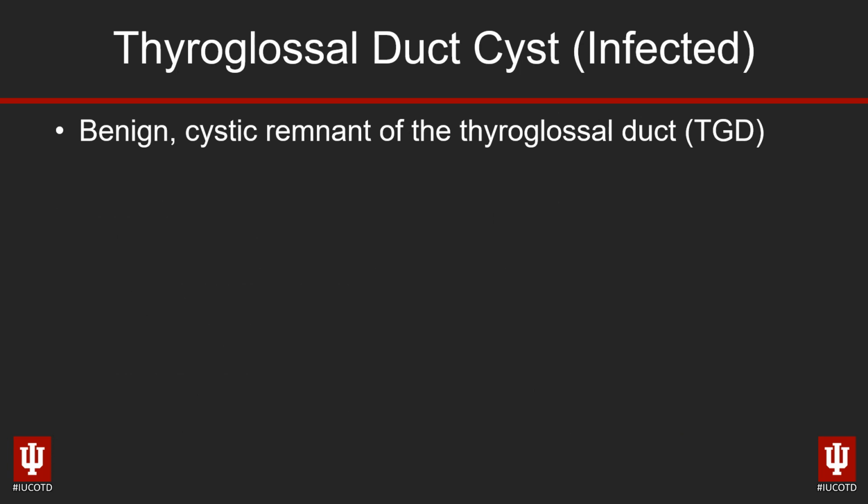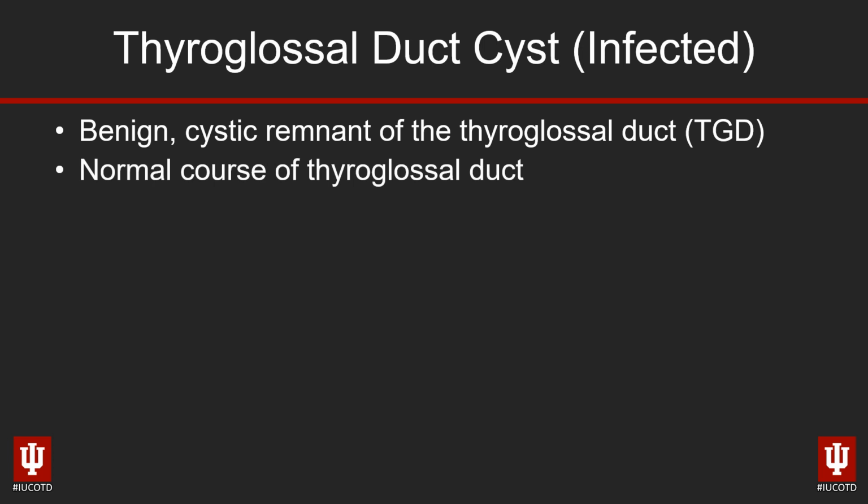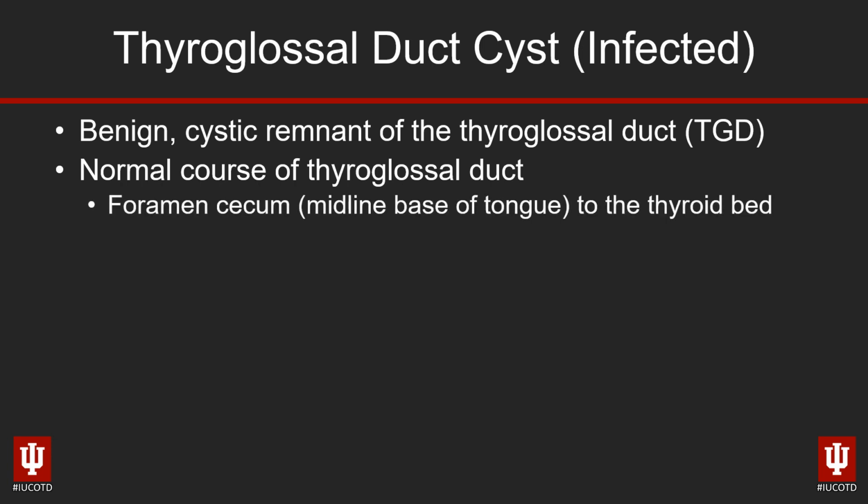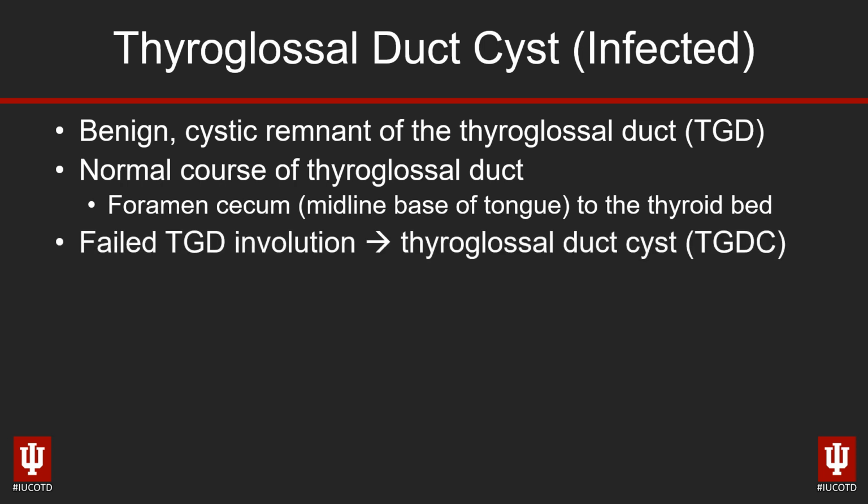Well, this is a thyroglossal duct cyst, and in this case, it's an infected thyroglossal duct cyst. Thyroglossal duct cysts are benign cystic remnants of the thyroglossal duct, and it's important for you to know what the normal course of this developmental thyroglossal duct is. And it extends from the foramen cecum, which is found at the midline base of tongue, all the way down to the thyroid bed. So whenever this embryologic feature fails to involute or involutes incompletely, we're left with a thyroglossal duct cyst, and that's what this patient had.